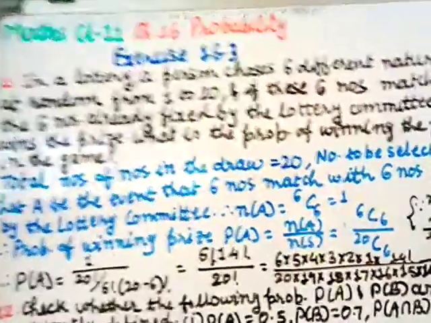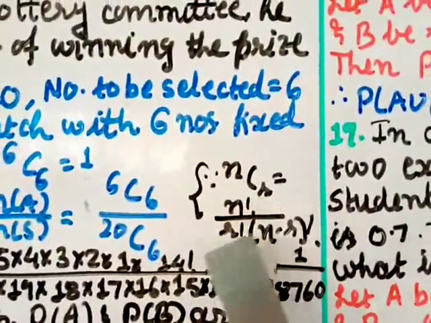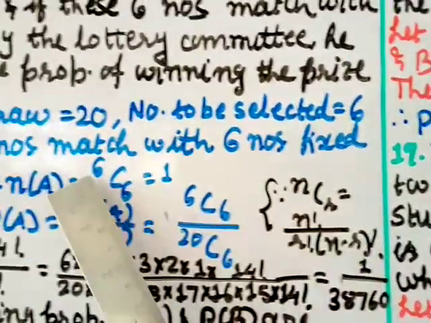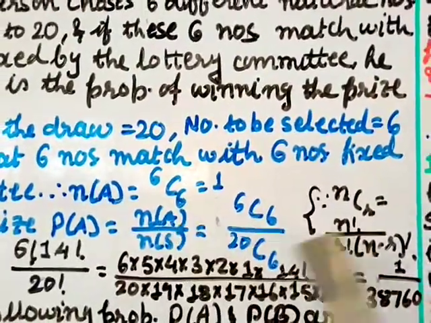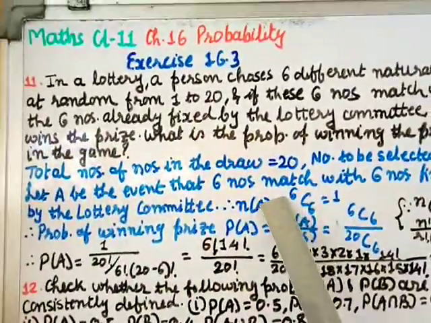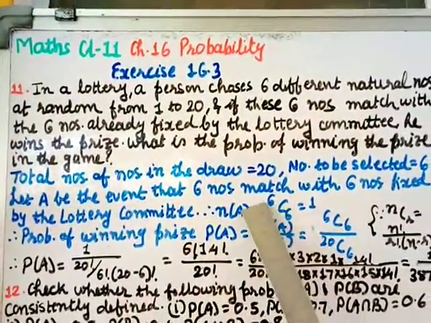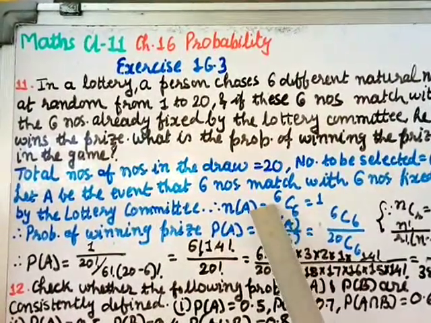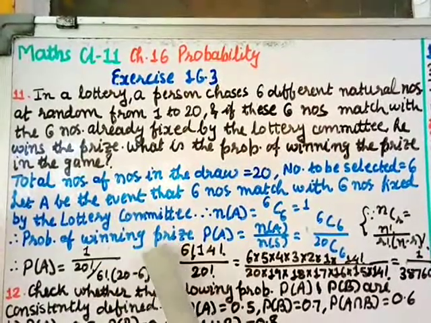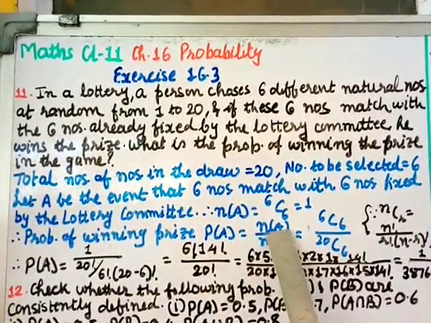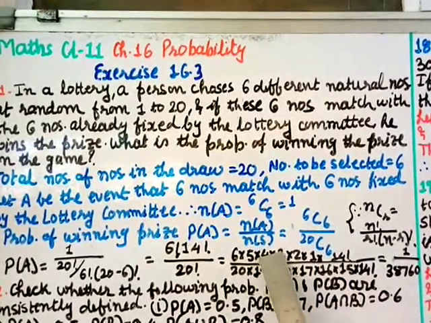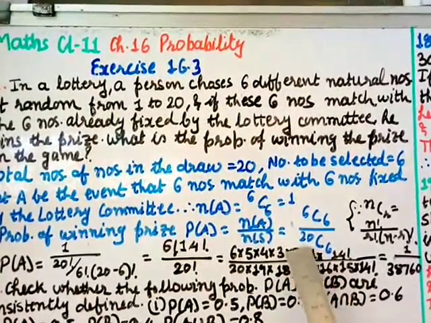To solve this, I use the formula nCr equals n factorial divided by r factorial into n minus r factorial. Here n is 6 and r also is 6. If you work it out using this formula, you get value 1, or you can just remember that nCn equals 1. When n and r are the same, the value is 1. Therefore, probability of winning the prize P(A) equals n(A) by n(S). n(A) is 6C6 and n(S) will be out of 20 selected, so 20C6.